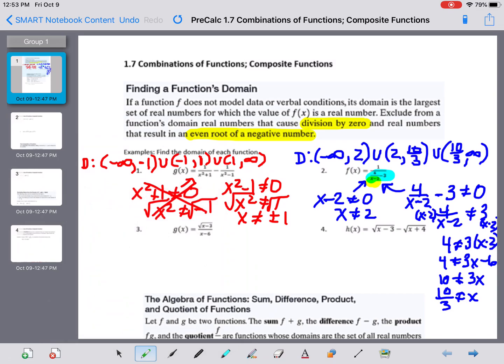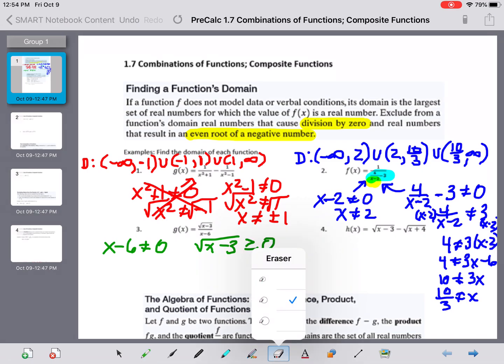On to number 3. So, two things, two red flags: can't divide by 0, can't have a negative inside my radicals, right? So, in my denominator, x minus 6 cannot equal 0. That takes care of my denominator. And then I also want the square root of x minus 3 needs to be greater than or equal to 0, right? Whatever's inside, and I should be careful there. I don't want the absolute value there. I want my value of x minus 3 to be greater than or equal to 0, because I need to keep everything inside my square root positive.